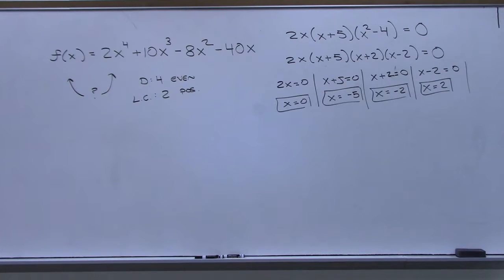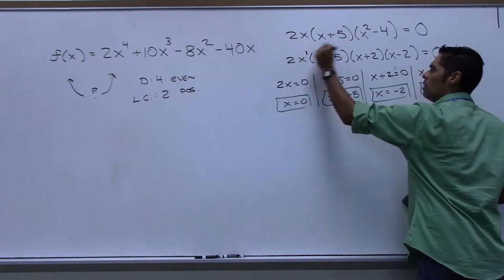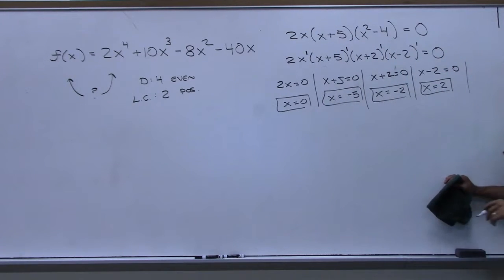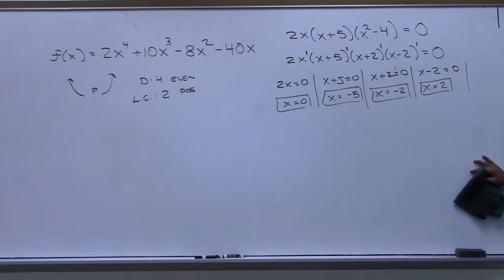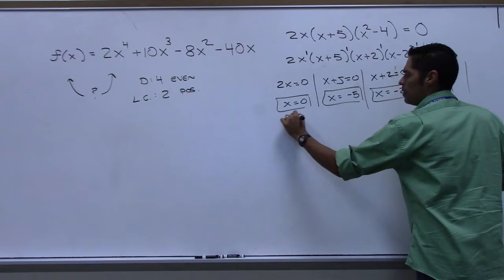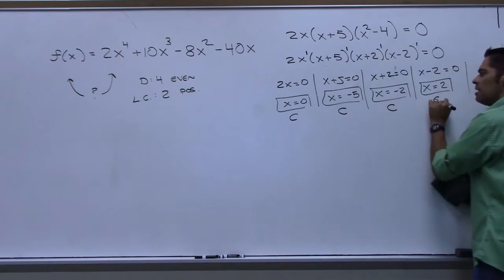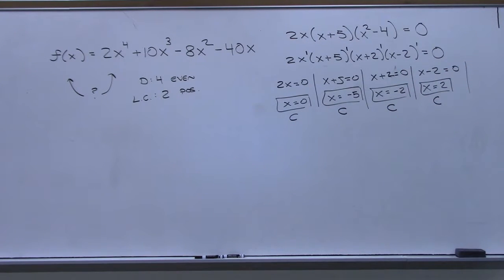Do we cross or touch at these? All of them you cross, right? Because all of them have power 1, 1, 1, 1, right? They all have odd powers on the factors. So I'm just going to put C, C, C, C for cross, cross, cross, cross. So I have all the x-intercepts and their multiplicities. I'm almost ready to go.